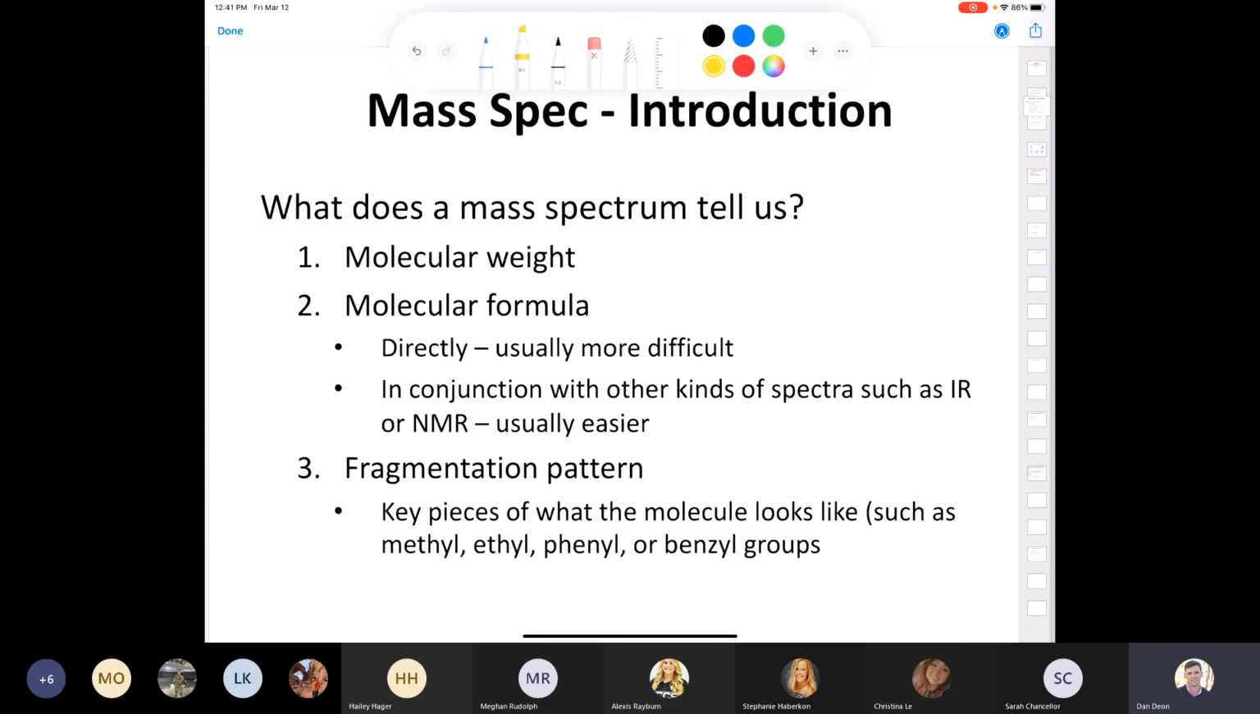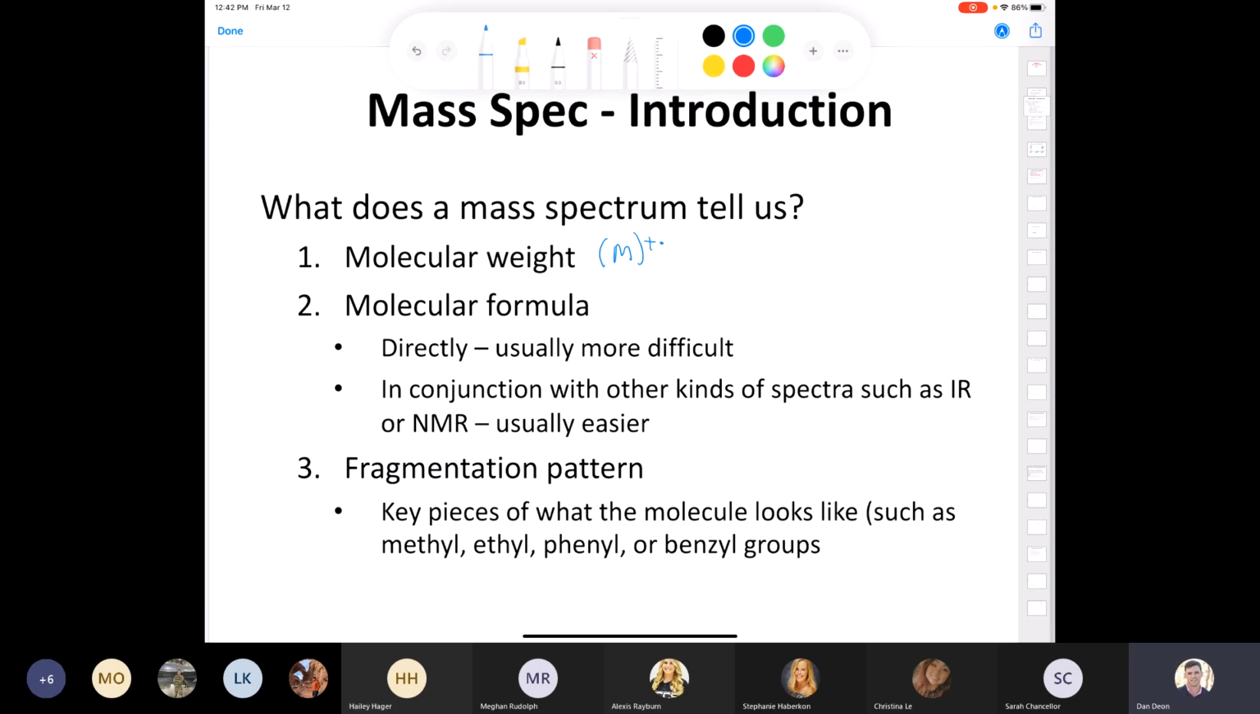What are the kind of things that we can garner from a mass spectrum? Of course, molecular weight. If we have a molecular ion, right? This is simply a radical cation. We lose one electron. That can tell us the molar mass of the compound. And then from the molar mass, we can determine a molecular formula. Normally, we do that in conjunction with other kinds of spectra. Not always, but oftentimes we do.